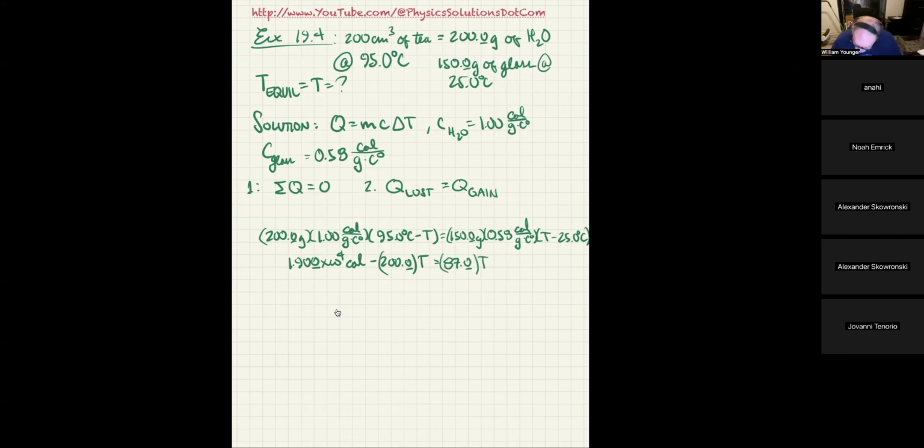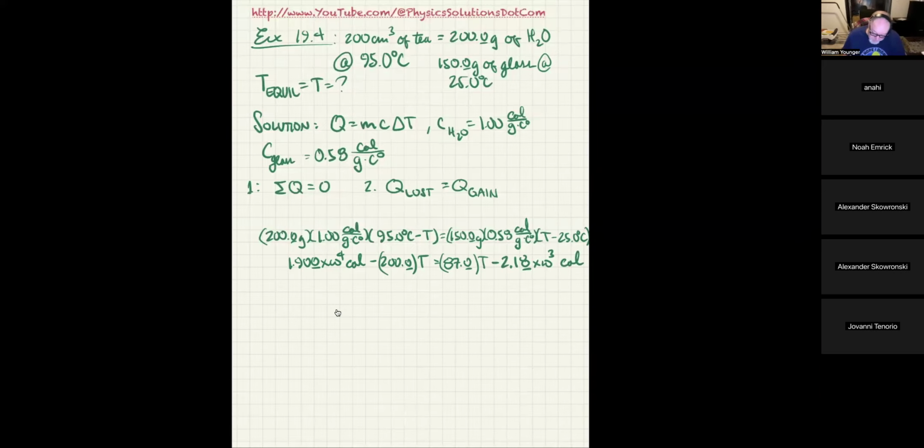But now I have to take the 150 times the 0.58 times the 25. And that also gives me only 2 sig figs. And it's going to be separated by a minus. So I'm going to say 2.18 times 10 to the third. And the units left there are just calories.